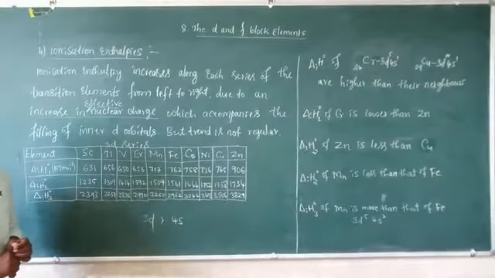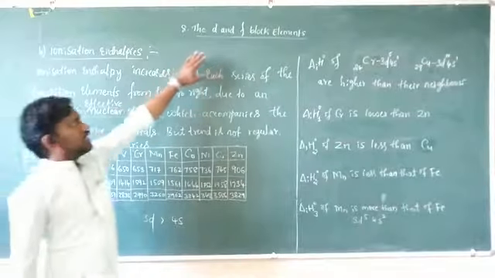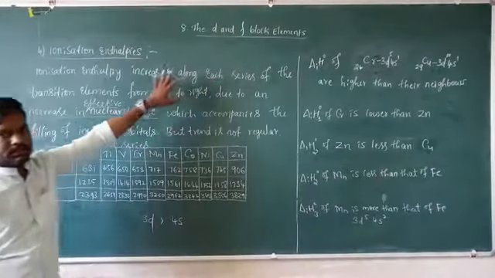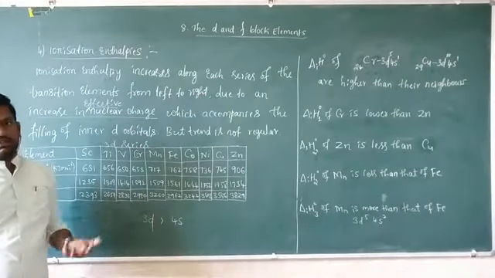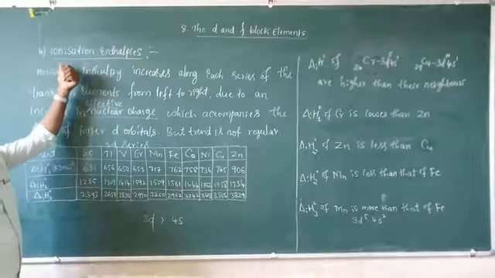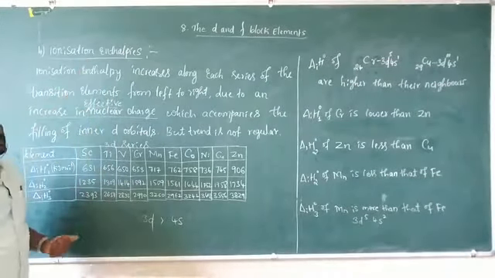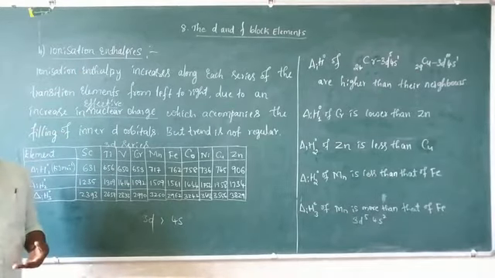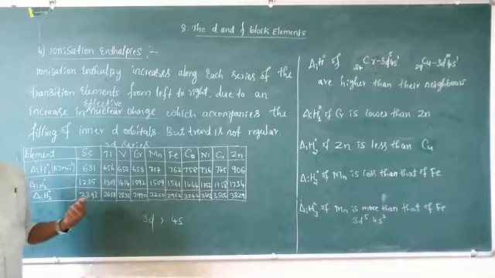Students, we continue the d and f block elements chapter with the general properties of transition elements. The next concept is ionization enthalpies of transition elements, or d block elements. The 3d series has 10 elements, the 4d series has 10 elements, and the 5d series has 10 elements.